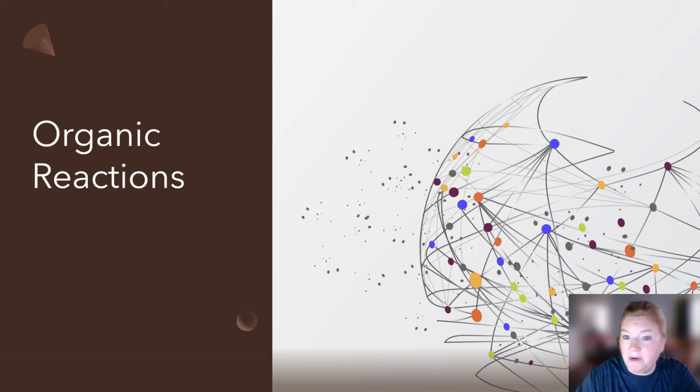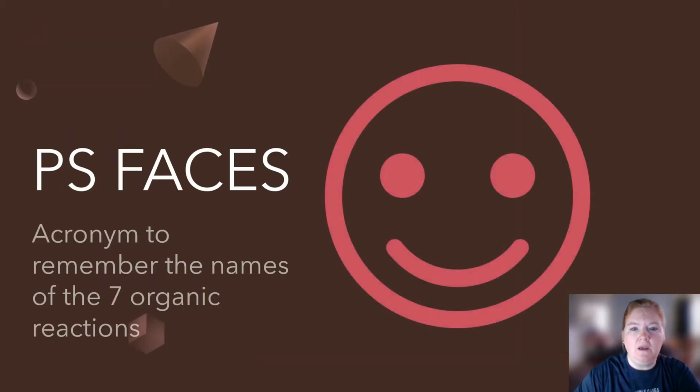Okay, let's talk about organic reactions. Are you ready? I use this acronym to remember. There are 7 organic reactions to remember. PS phases: polymerization, saponification, fermentation, addition, combustion, esterification, substitution.